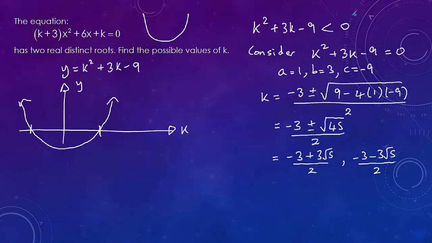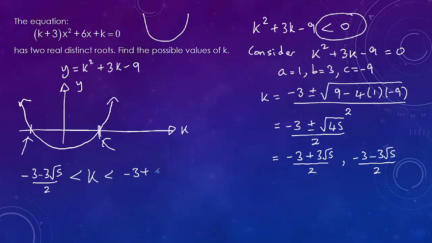And we're after where it's less than 0, i.e. below the axis. And we can see that happens between these two values. So therefore k must be more than -3 take away 3 root 5 over 2, which is clearly the left hand of these roots, and less than -3 plus 3 root 5 over 2, which is the right hand of the roots. So that was a fairly complicated example, but this is the level you're working at now.